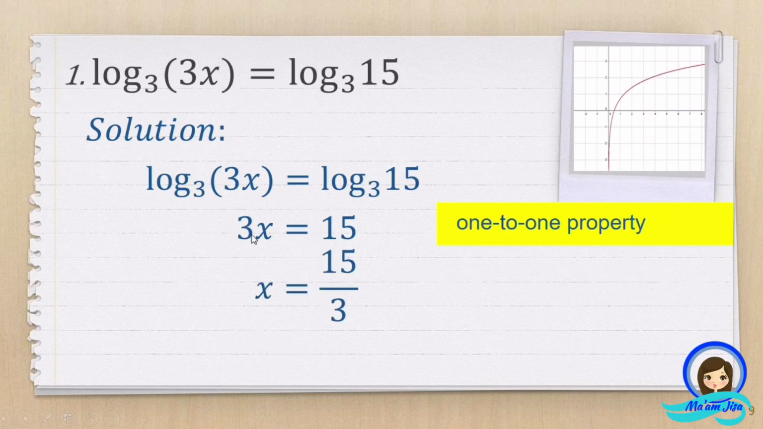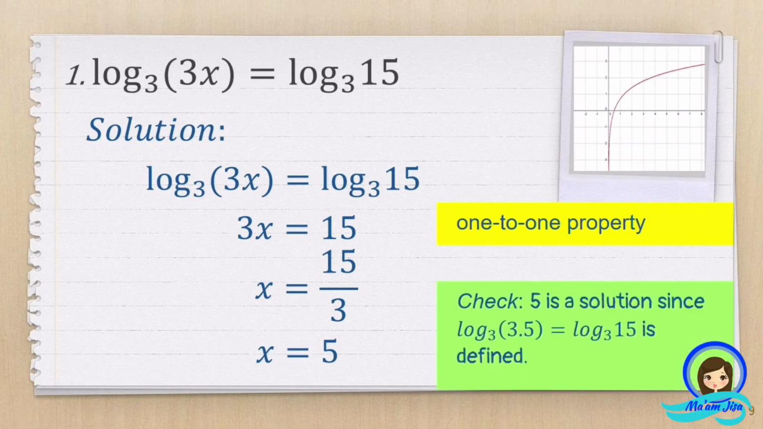Next, we need to isolate x. So to isolate that one, we need to divide both sides by positive 3. X is equal to 5. Now, if we try to check it, 5 is a solution since logarithm of quantity 3 times 5 to the base 3 equals logarithm of 15 to the base 3 is defined. Why is it defined? It's because the base is positive and the logarithm of that number is also positive. Therefore, x equals 5 is a solution.